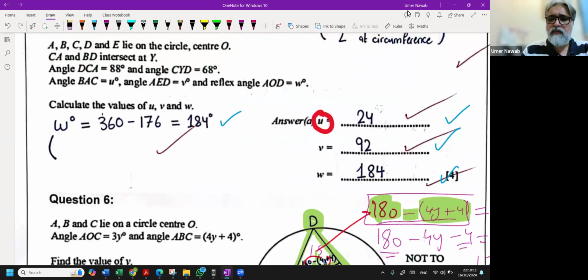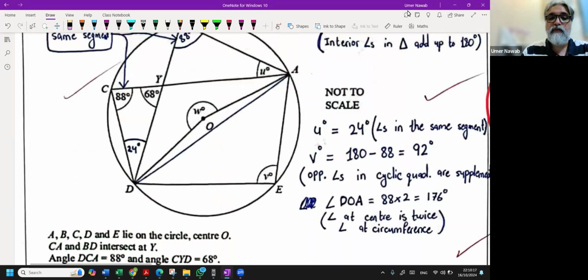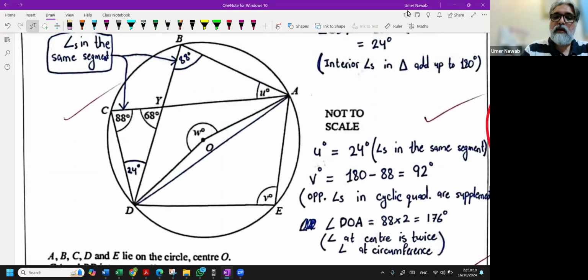I think he has put 4 marks. Maybe in U he has put 2 marks because 2 properties were used. 92 he found for V. Let's check how he got V. Yes, guys, I think this is very easy. This is 88. How did I get 88?